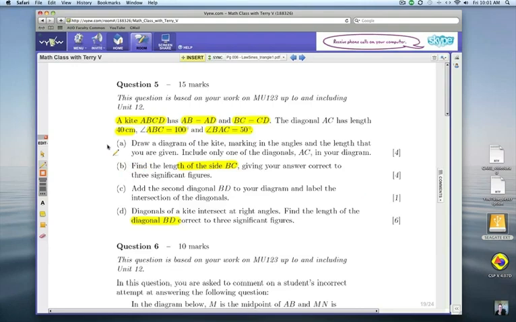Back to the original question. A, draw the diagram, which we did. B, our answer we got was 31.1 centimeters, based on the law of sines ratios. C, add the second diagonal and label the intersection of the diagonals.